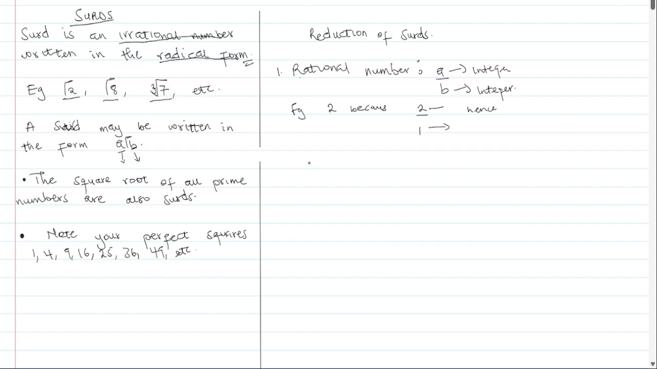Now, what about 7 over 5? Is it a rational number? Yes. This is because 7 is an integer, and 5 is also an integer. Hence, 7 over 5 qualifies to be a rational number. Now, let's look at its opposite, the irrational number.